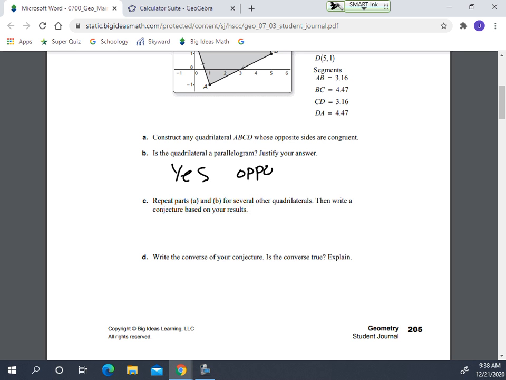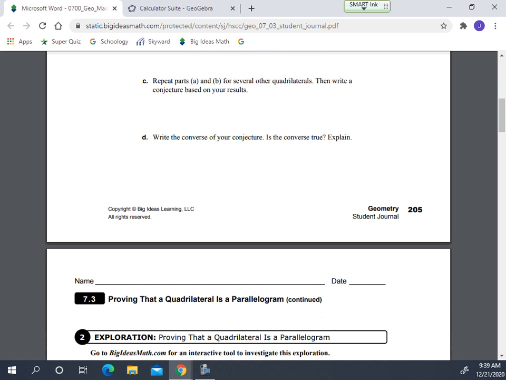Opposite sides are parallel. Okay, that's a parallelogram. Opposite sides are parallel. Take parts A and B for several other quadrilaterals. Not going to do that. If you guys want to, you can. I'm not going to.